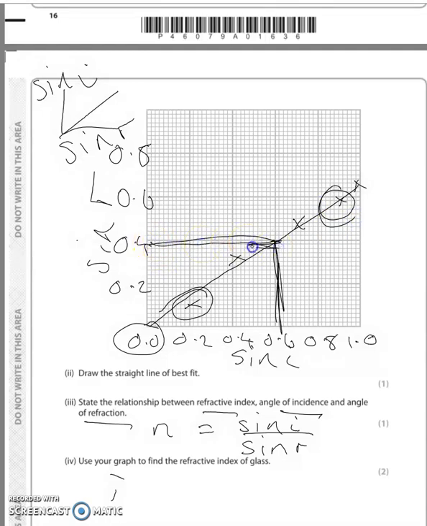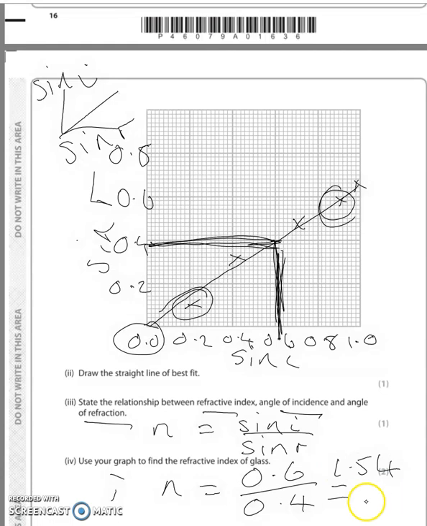The easiest thing is pick some nice round values. I'm going to say that sine i there is 0.6 and sine r is 0.4. And if you've done this properly, your answer should be somewhere between 1.54 and 1.60.